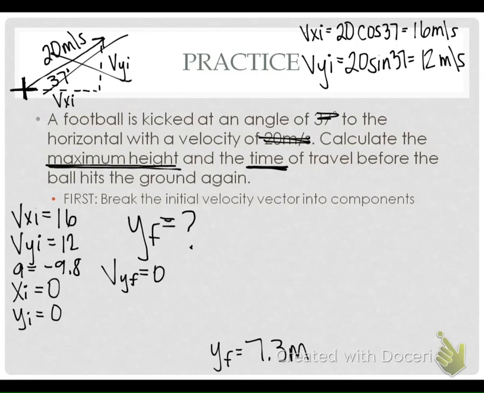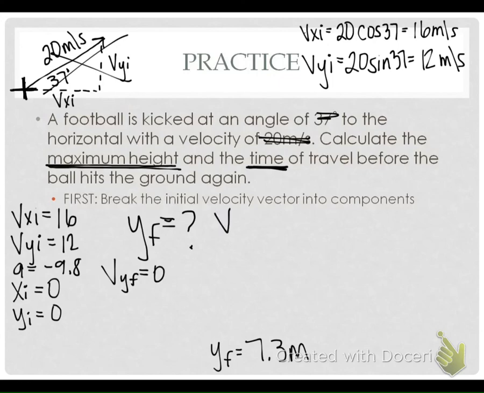Okay, so now we want to find time. How do we solve for time? What equation should we use? Do we need a vertical one? x final equals v x initial times time, but we don't have x final. The v sub yf equation doesn't have time in it. No, the v yf equals v yi plus a t. Let's try this one.